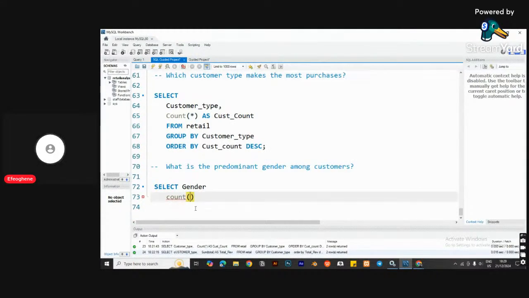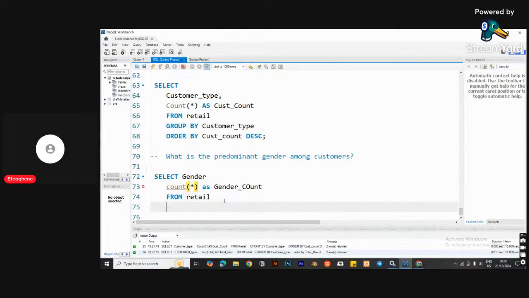So count, we're going to use count all, which counts all the rows, including the null values. So as you can see, gender count. I would use predominant, but it's too long because of time. So you say gender count from retail. So we'll group by, okay, group by what? We're grouping by gender. You should know by now.